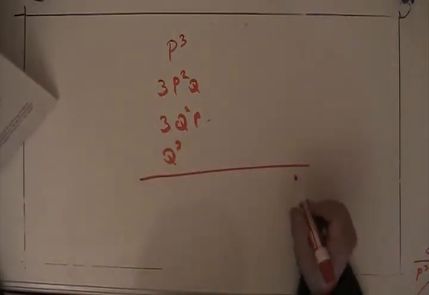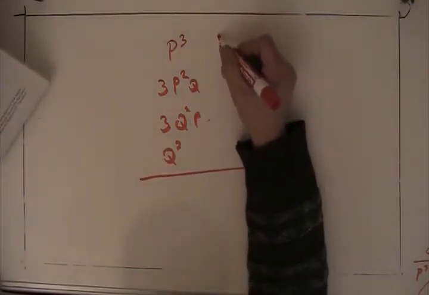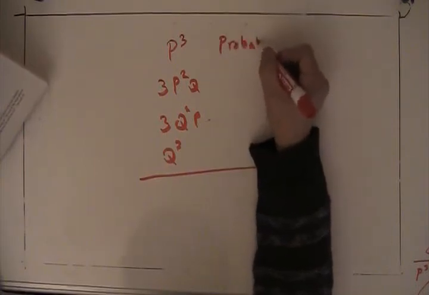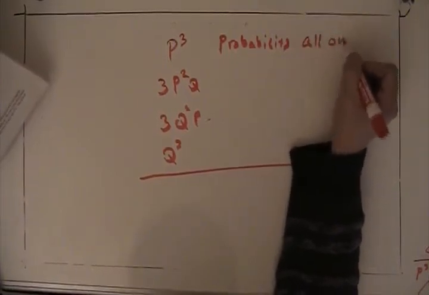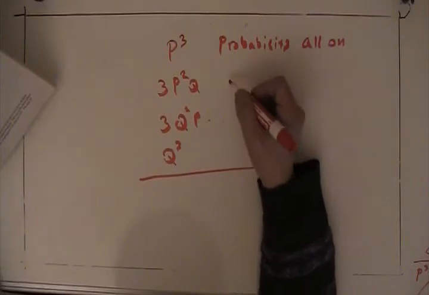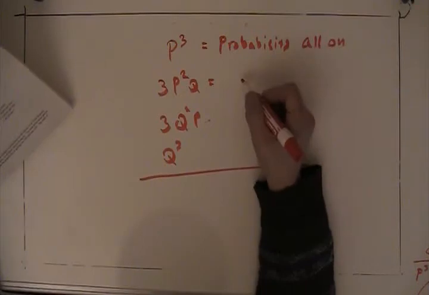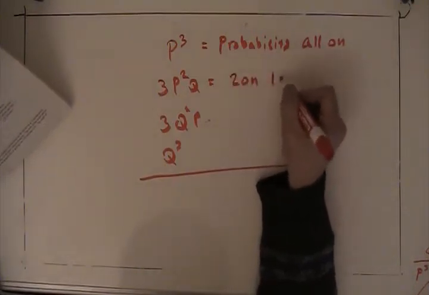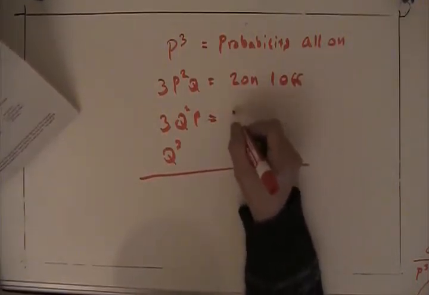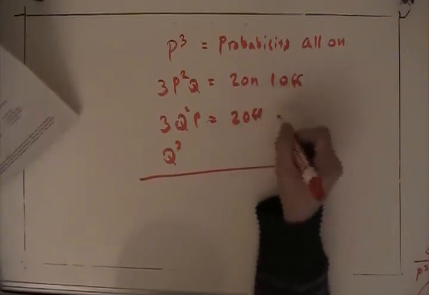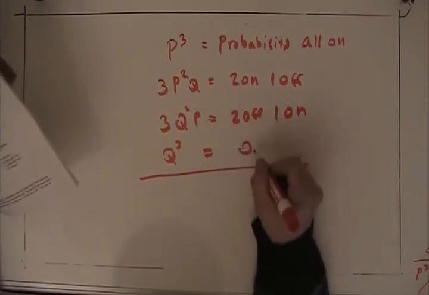Alright, what do these mean? Well, we said P is the probability on. So this is the probability all on. Okay, this here, the second one, would be the probability of 2 on, 1 off. This would be the probability of 2 off, 1 on. And this would be the probability of all off.